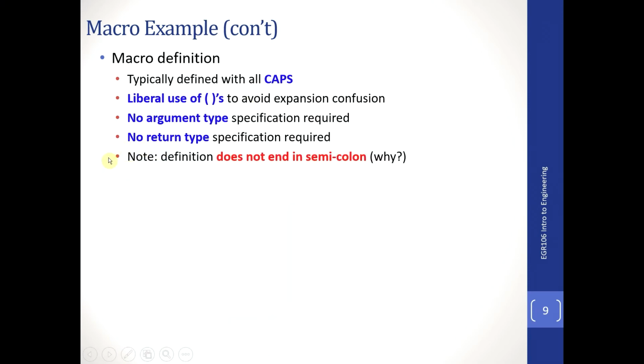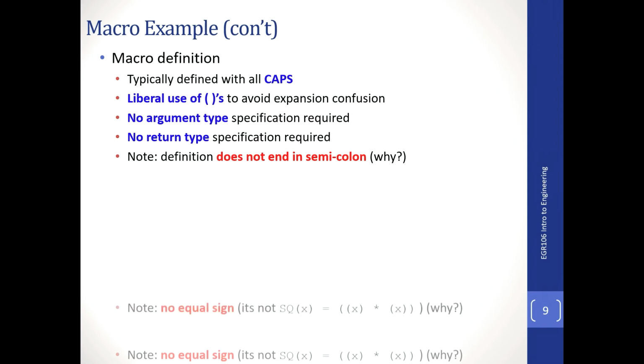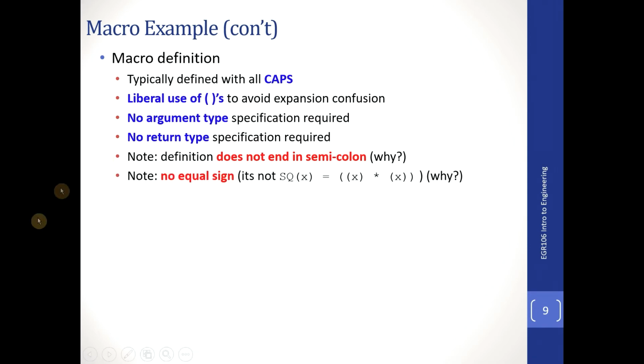You'll also notice, and this is really important, the macro does not end in a semicolon. Can you think of why? Think about that for a minute, and we'll get back to an example that shows it. Why would we not use a semicolon at the end? We also don't use an equal sign. Can you think about why?